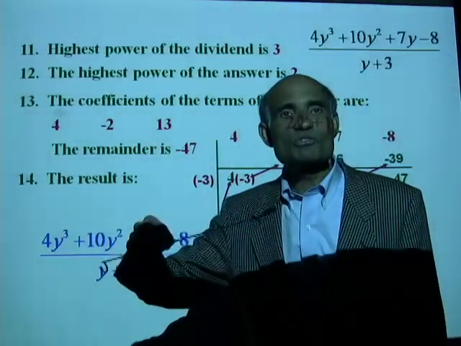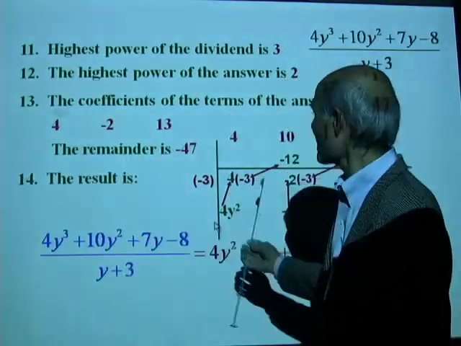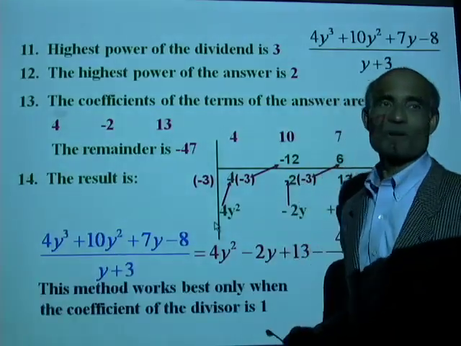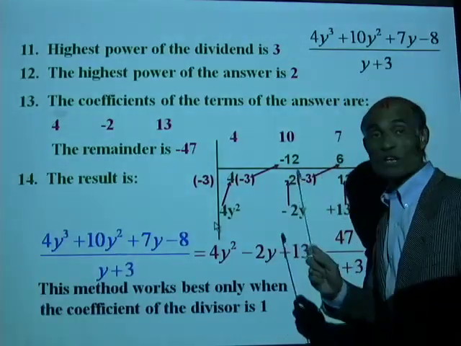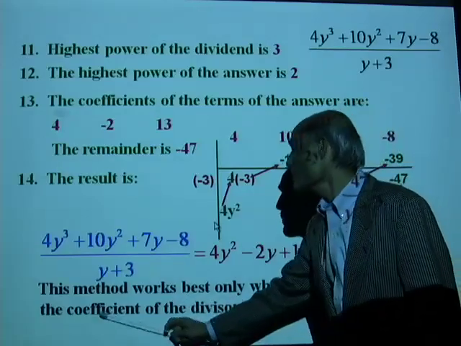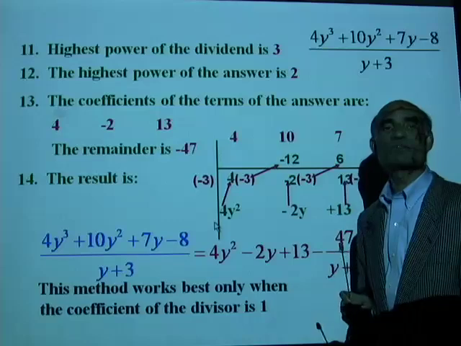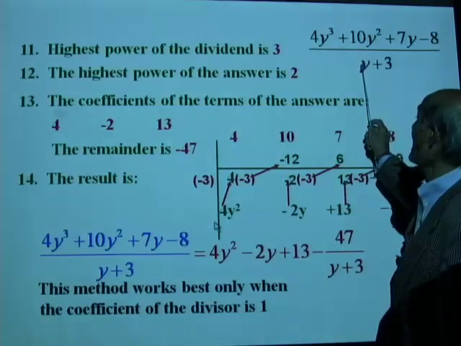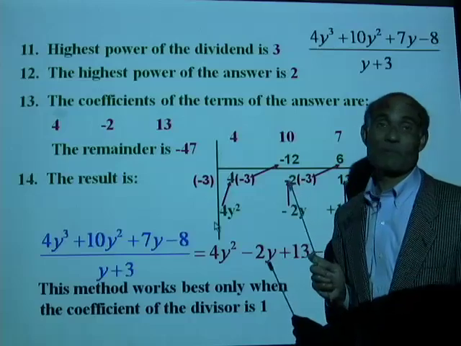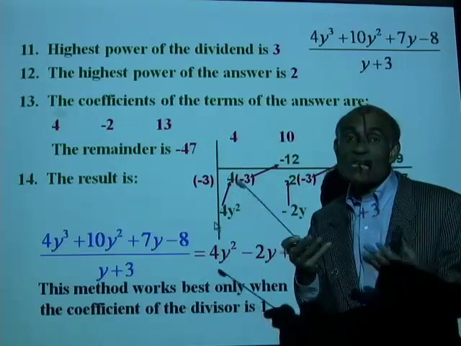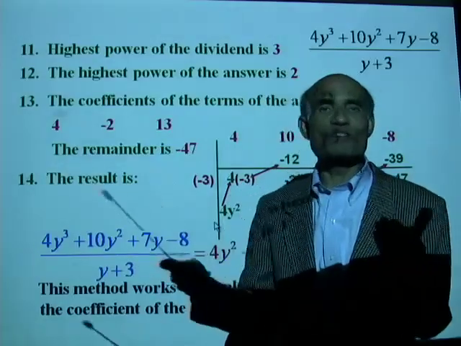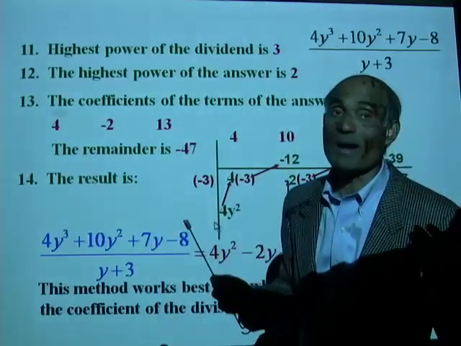Now I want you to go through this one more time and practice these steps on your own. All right? But there is a snag here. This method works best only when the coefficient of the divisor is 1. Now here the coefficient of the divisor is 1. Now it's easier when the coefficient is 1. It will work also when the coefficient of the divisor is not 1.